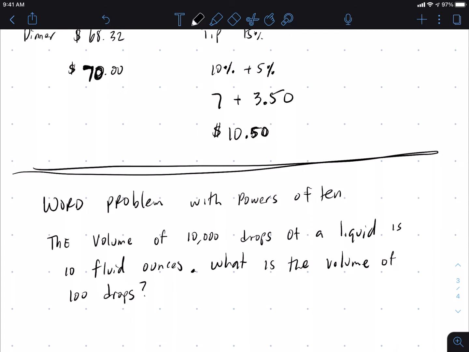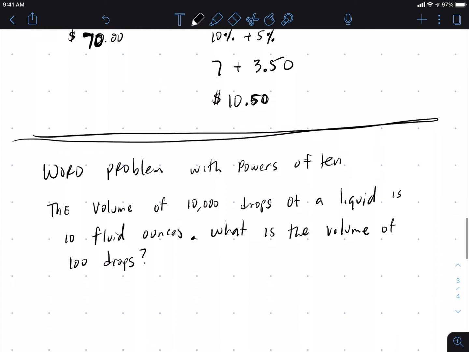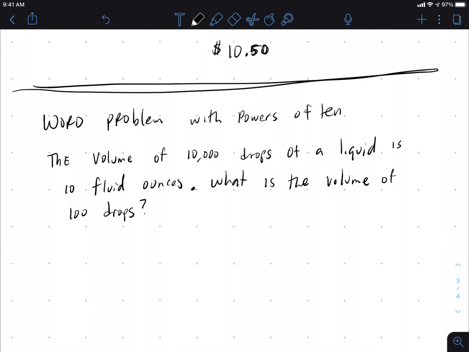So the way that I'm going to try to touch on this is we're doing a comparison of drops to fluid, right? So if we're doing a comparison of drops to fluid, it says 10,000 drops to 100 drops should equal 10 ounces to how many ounces? Does that make sense the way I'm doing it? Okay, so when I do this, then what I can do is cross multiply, right?